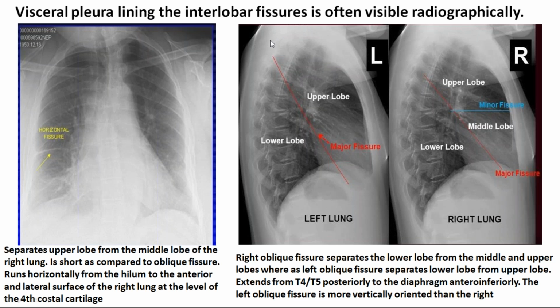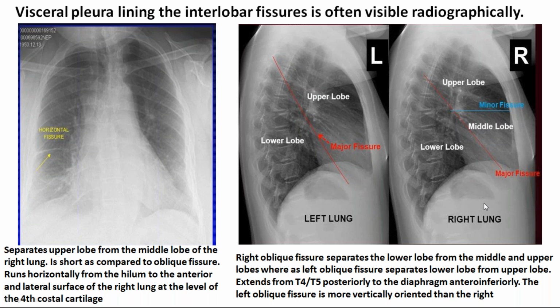Radiologically, we can only see the visceral pleura, and parietal pleura is not seen on X-rays. This is the first frontal radiograph showing a horizontal fissure or minor fissure. This separates the upper lobe from the middle lobe of the right lung. It is short as compared to the oblique fissure and runs horizontally from the hilum to the anterior and lateral surface of the right lung at the level of the fourth cartilage.